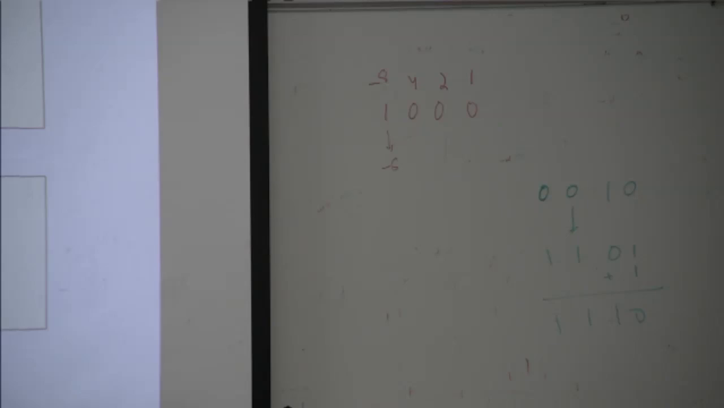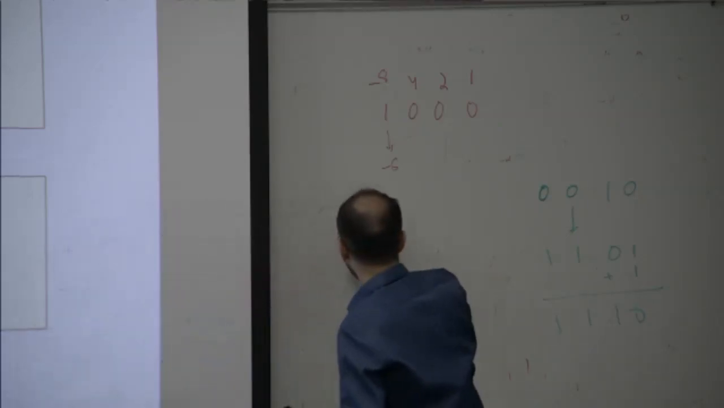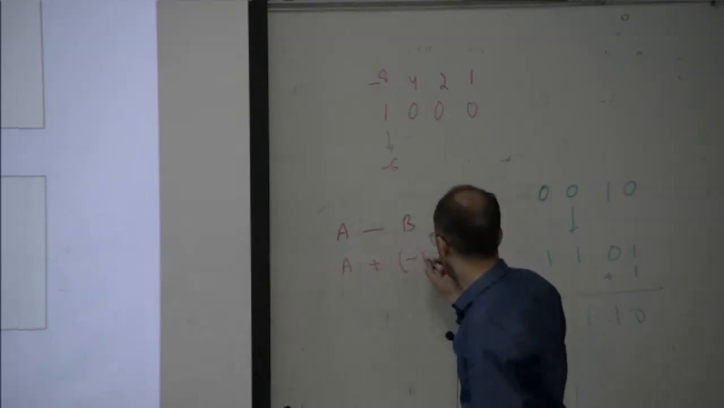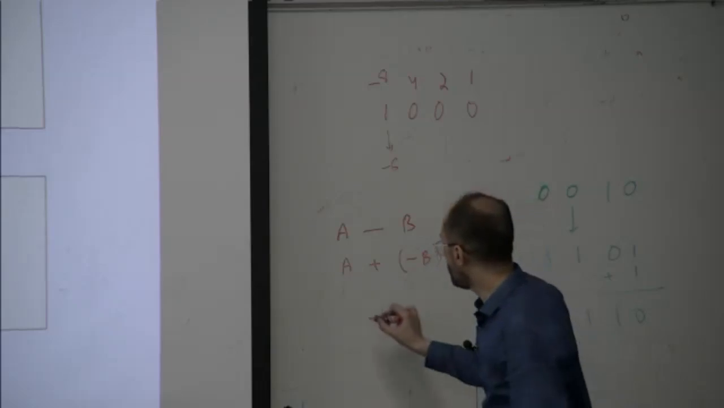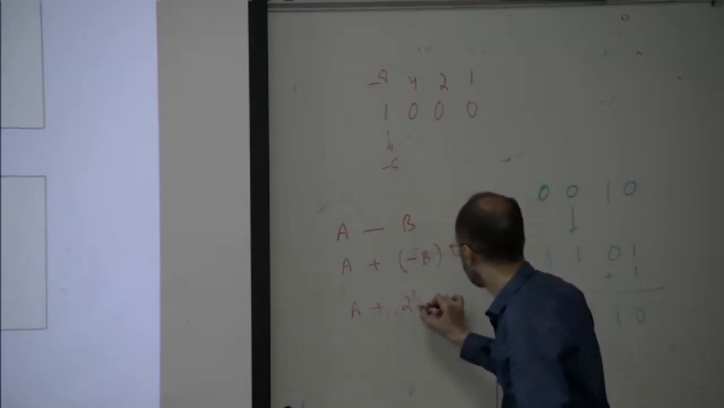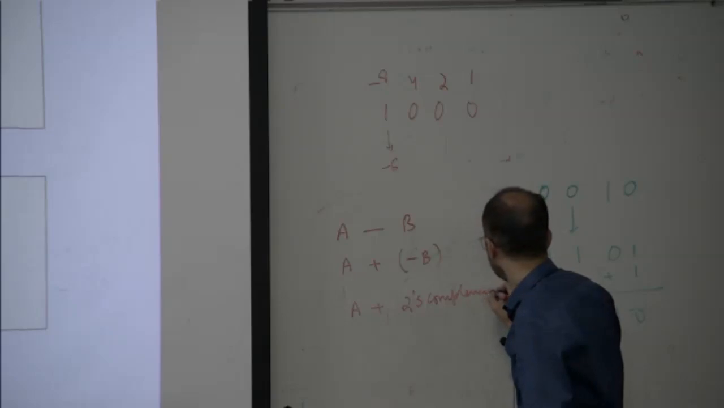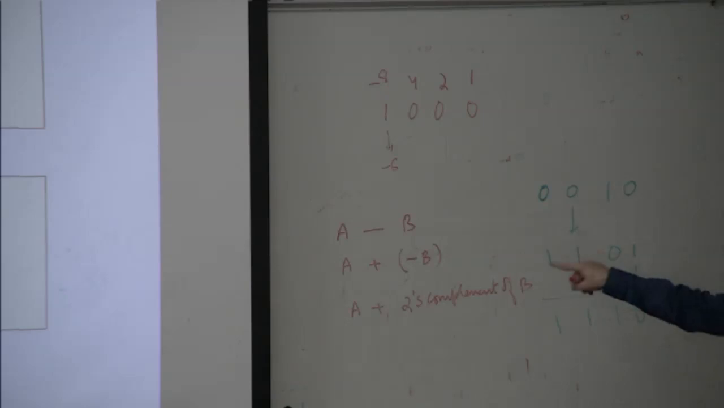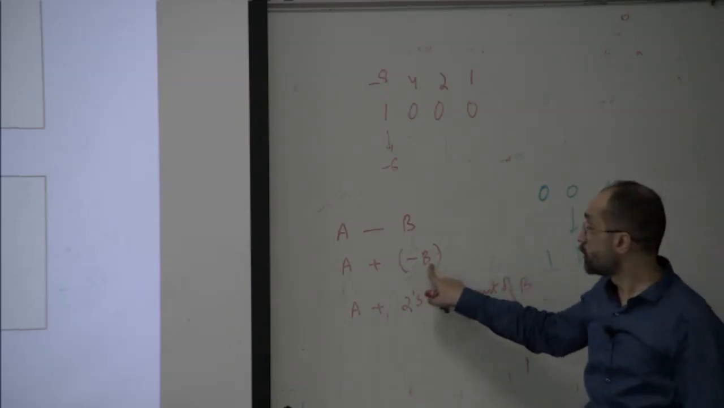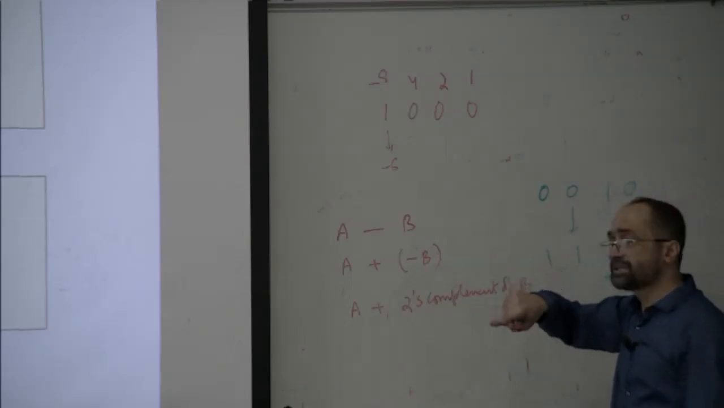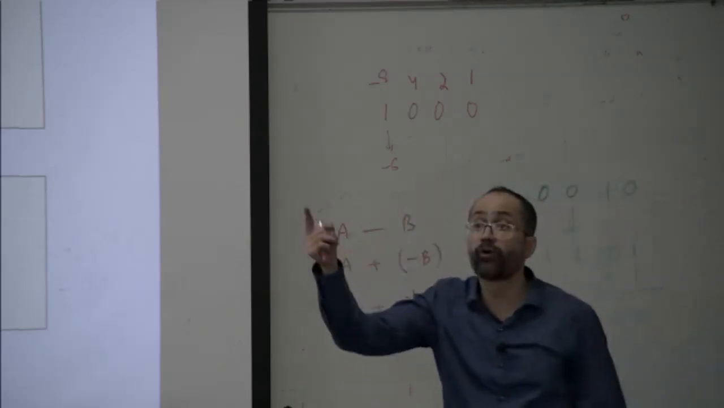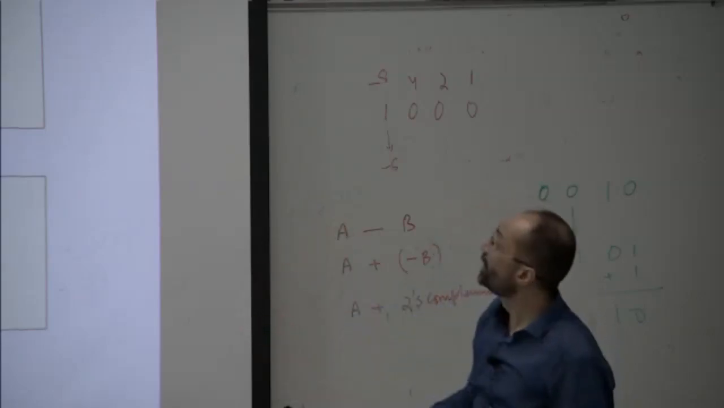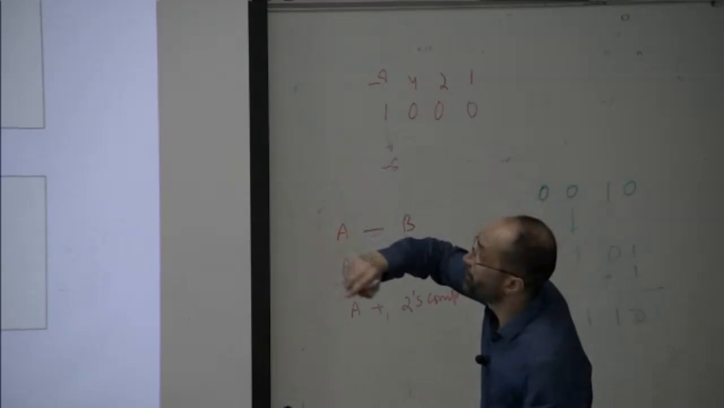Subtraction is nothing but addition. So if we say A minus B, can we write it like this? A plus minus B. So whenever we want to compute A minus B, first we need to take the 2's complement of what? B, and then it is the negative number. Got it?